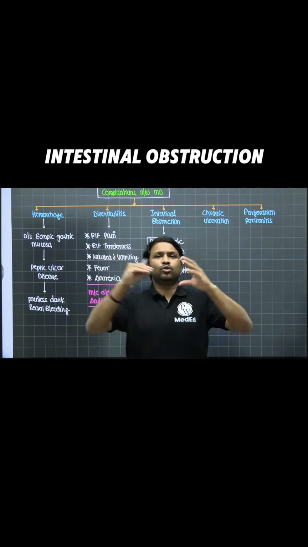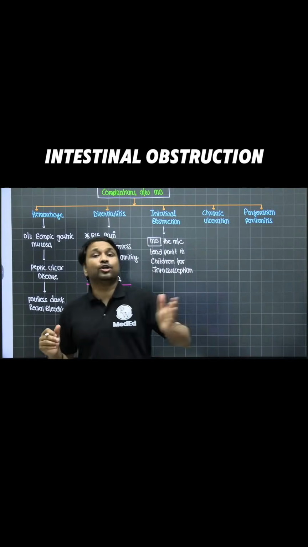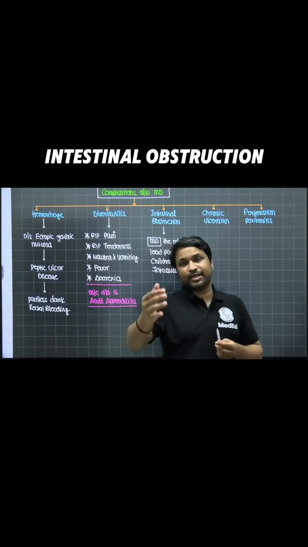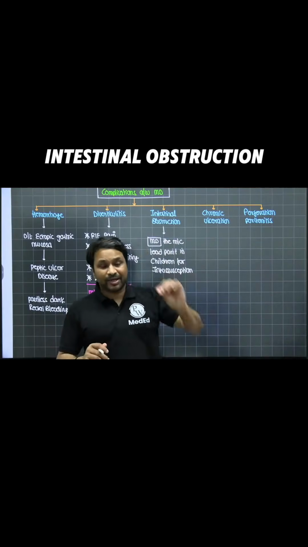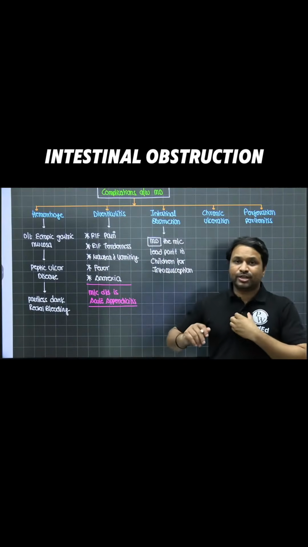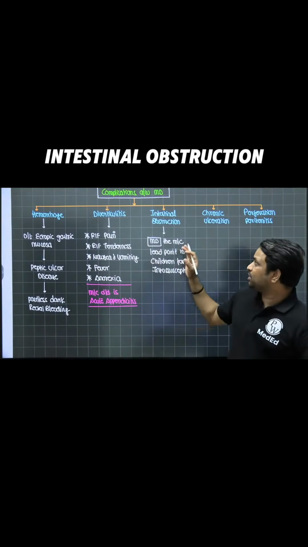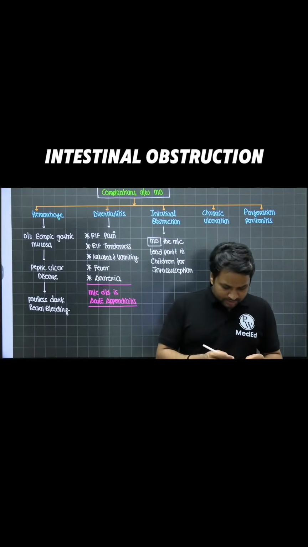It is when the proximal end of the bowel goes into the distal end and blocks the bowel, and hence the content cannot move forward. We will talk about it in tomorrow's lecture on bowel obstruction. In that, I will tell you in detail about all these components. For now, remember Meckel's diverticulum is the most common lead point in children, resulting in intussusception, and that intussusception will result in bowel obstruction.